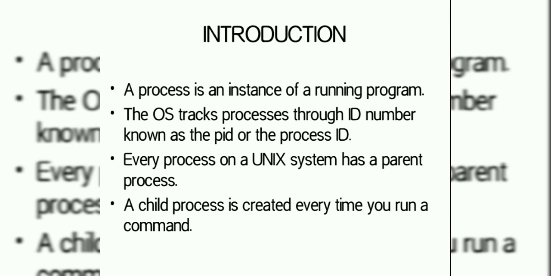Each process in the system has a PID, that is process ID. Every process on the Unix operating system has a parent process that tells which process started it. PID is process ID and PPID is the parent process ID.